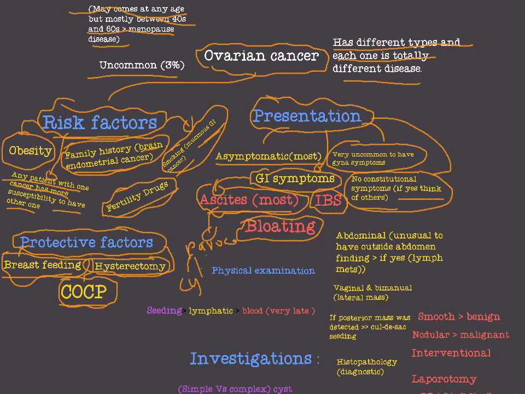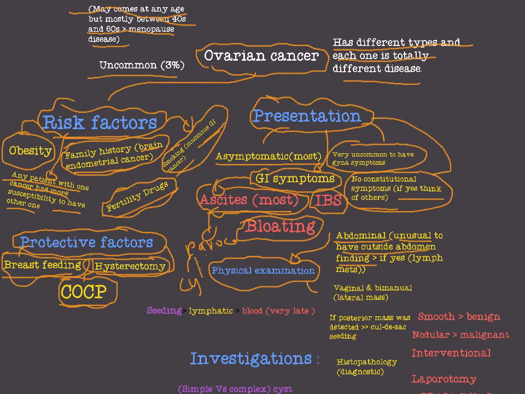After the presentation, asymptomatic or GI symptoms, we move to physical examination. What to do in the physical examination? The most important thing is to do an abdominal and vaginal examination, with speculum and bimanual examination. It is unusual to have findings outside the abdomen. If yes, then we have lymph node metastasis. Usually in the abdomen we see ascites. We may feel a mass, but it is unusual to have findings outside the abdomen.